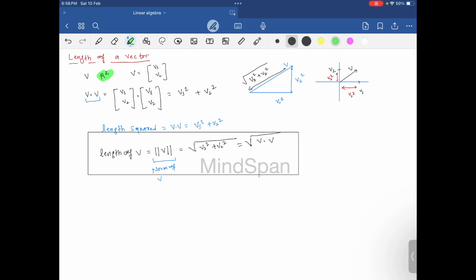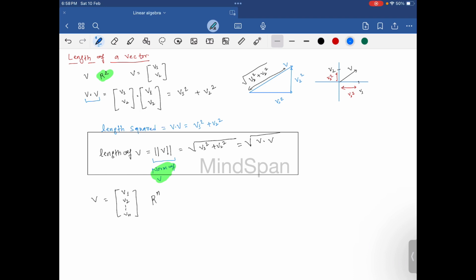Okay, and this is the norm of v, you can read it as the norm of v. So let's suppose we have this vector v that belongs to some n-dimensional space. And if we have to find the length of this v in this case, how can we do that?